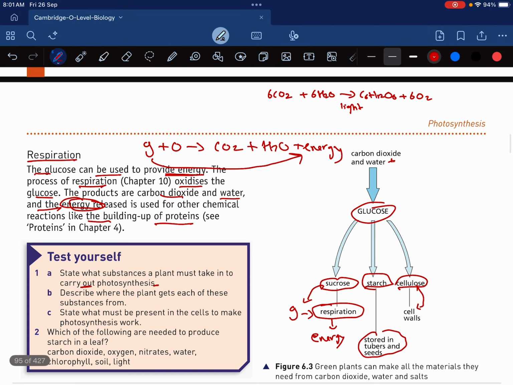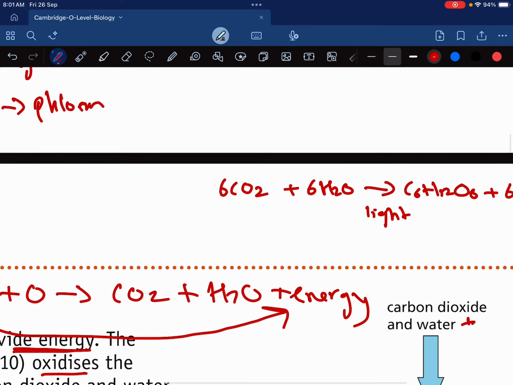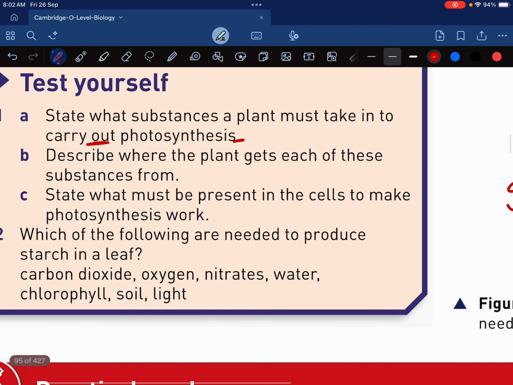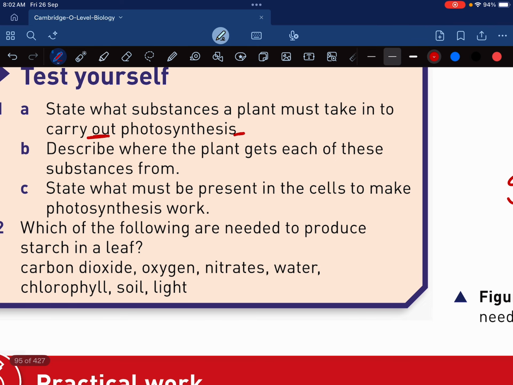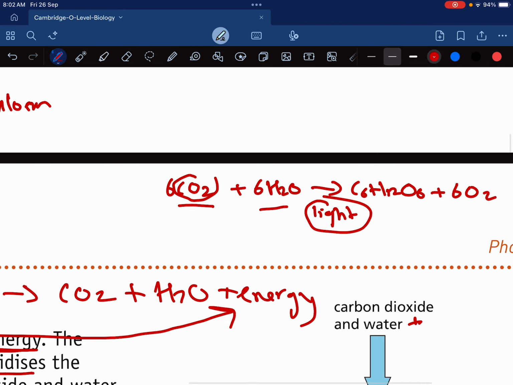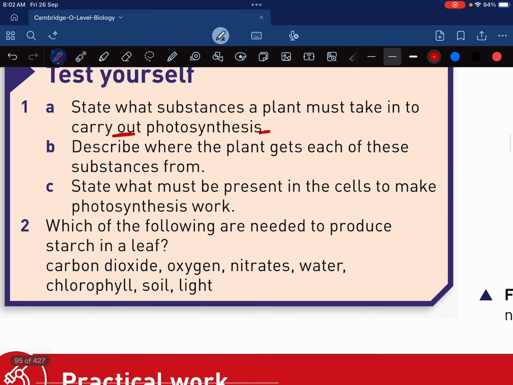So they ask, state what substances a plant must take in to carry out photosynthesis. We need carbon dioxide, we need water, and we need sunlight. These are the substances it needs to take in. Describe where the plant gets each of these substances from. Carbon dioxide comes from the air, water comes from the roots, and light comes from, of course, the sunlight, and it's absorbed with the help of chlorophyll.